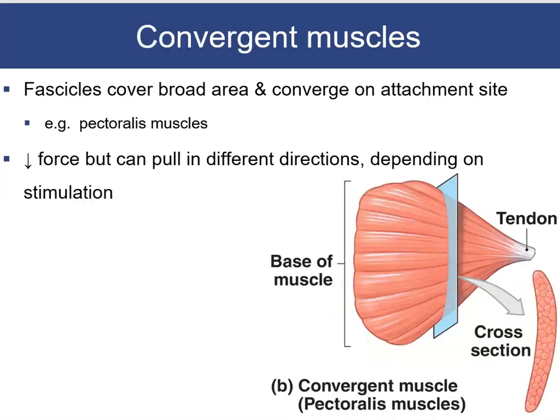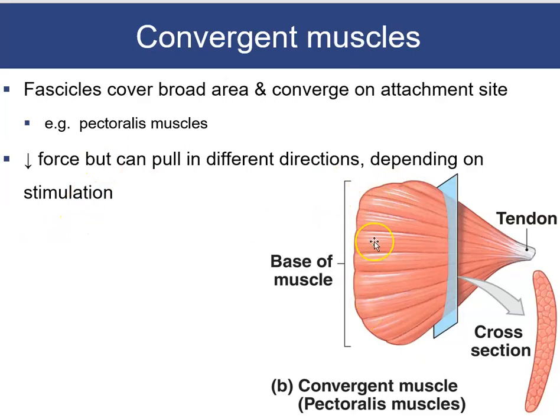The next arrangement is convergent. Here the fascicles cover a broad area and then converge on the attachment site. An example of a muscle with this type of arrangement is the pectoralis muscle. These types of muscles generate less force but have more versatility compared to a parallel muscle of the same size. More versatility: it has the ability to pull in many different directions depending on the stimulation.